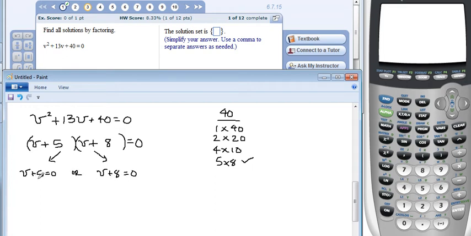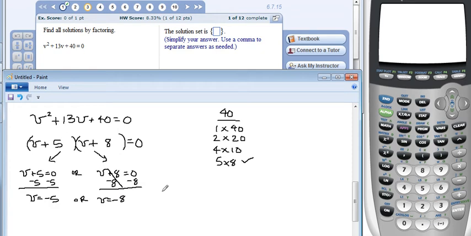These are 2 easy linear equations which I can solve very easily. For this one, subtracting 5 across, isolating v. This one, we're subtracting 8 across. So we have v equals negative 5, or v equals negative 8. We have to put an or in there. It can't be an and. V can't be 2 different numbers at the same time, right?